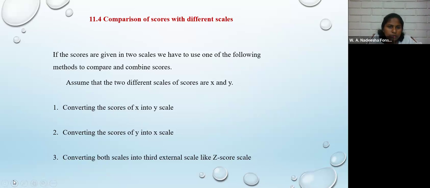To do that, there are three methods. If the two different scales are x and y, we can convert the scores of x into the y scale, or convert the scores of y into the x scale. Or we can convert both scales into an external scale like the Z score.